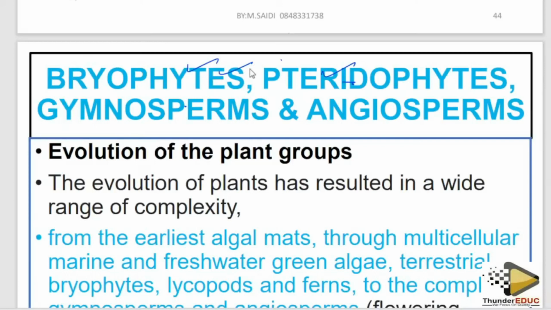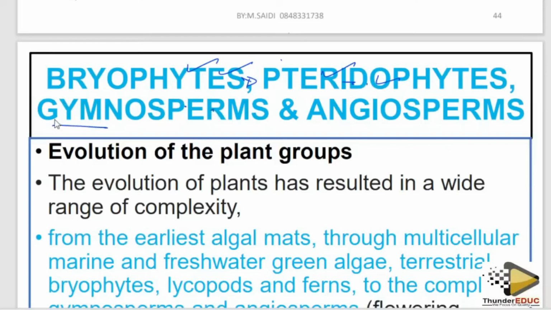You understand? These ones, pteridophytes, do have leaves, but they are not strong enough, meaning that they are still not able to stay in harsh conditions. So as they move from bryophytes to pteridophytes, they are decreasing in their dependence on water. This one requires less water. This one does not require water for reproduction.